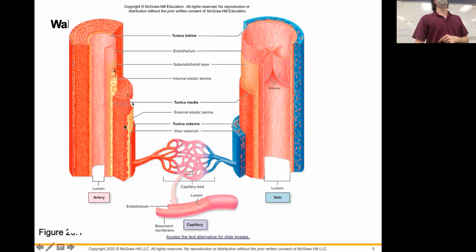Okay. So this layer of muscle and this layer of connective tissue, are these the same size between the arteries and the veins? No. They are not. Are they thicker in the artery or are they thicker in the vein? Artery. So this muscle contracts. What do you think is going to happen to the diameter of this blood vessel when this muscle contracts?